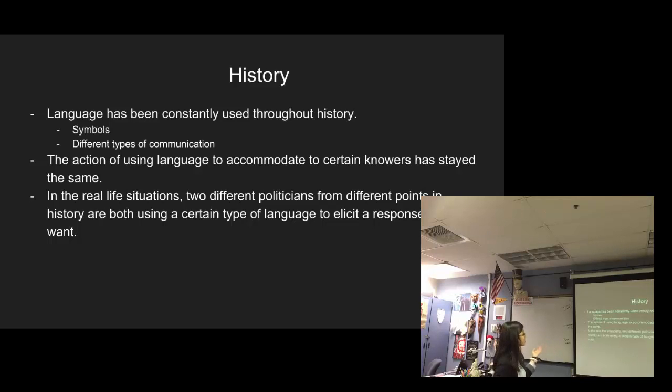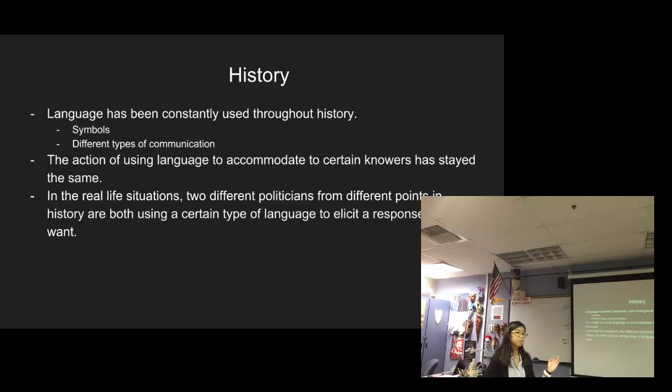For example, there are certain symbols that can mean different things. One of the symbols is yin and yang. Yin and yang are opposites of each other, but together they make harmony. There are also different types of communications that have been used throughout history. For example, back in the past, we would send smoke signals as signs of warning, and now we could just send text messages or call.